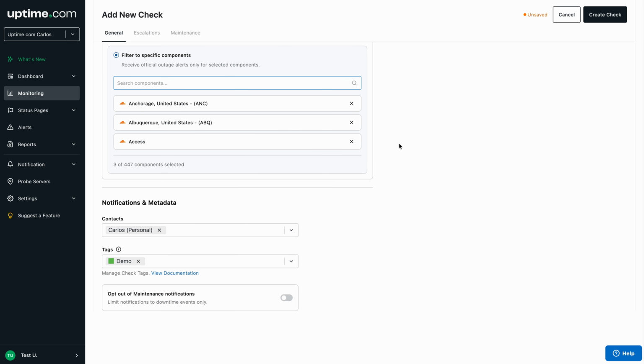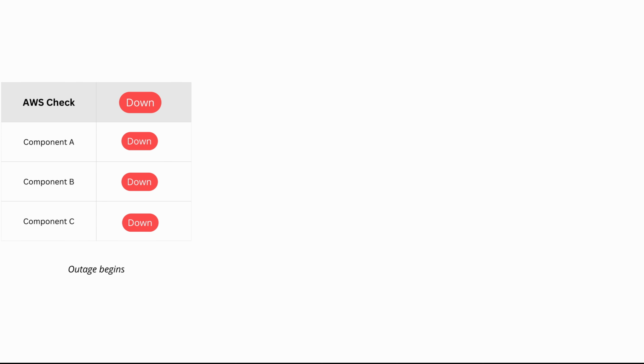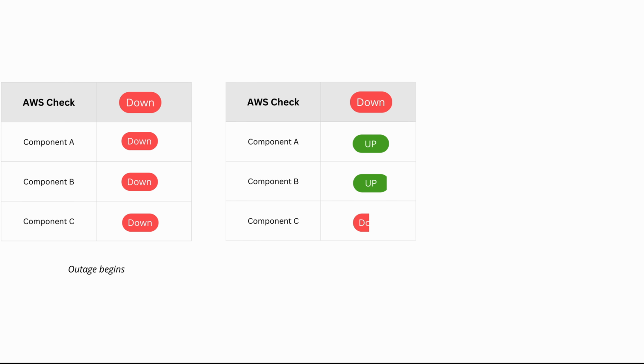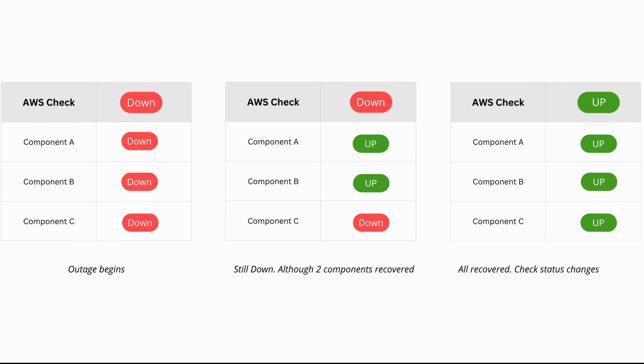You can also control the type of notifications you receive. In the General tab, you'll find the option to opt out of maintenance notifications, which limits alerts to only actual service disruptions. One important thing to note, if a check enters a down state due to an outage, it will remain down until every one of the affected components has fully recovered.